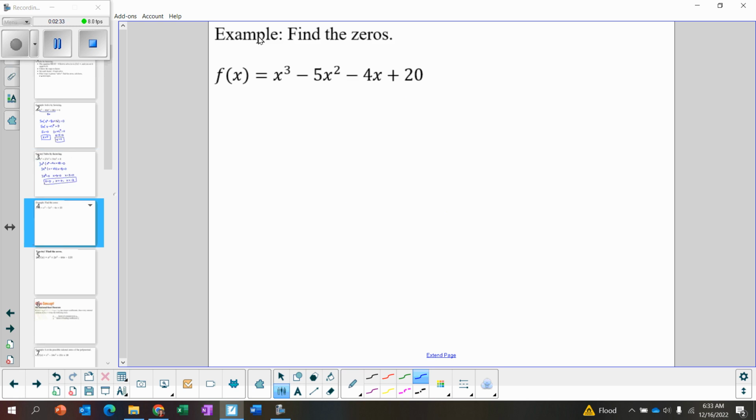So our next one, I don't have a GCF that I can take out of all of these, because the only thing I can take out of these are x's, but there is no x on 20. So this has 4 terms. So I'm going to try to factor it by grouping.